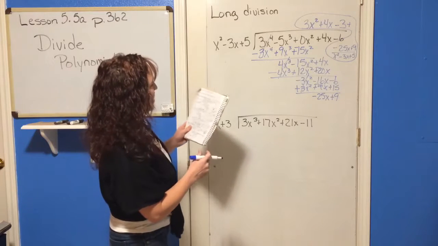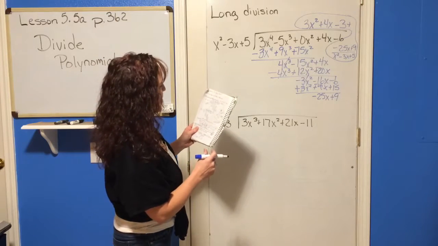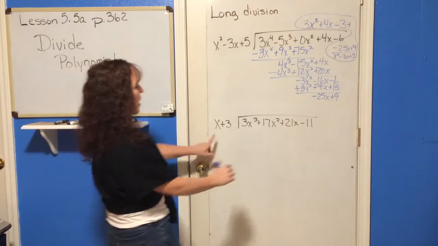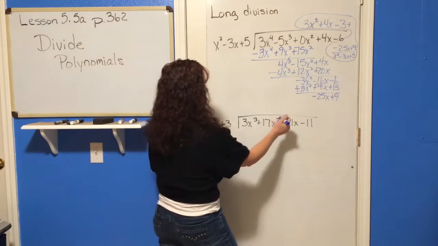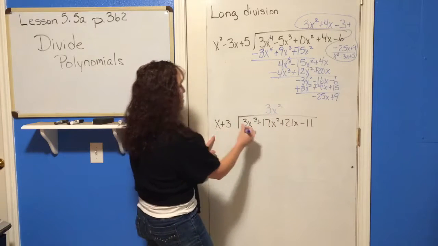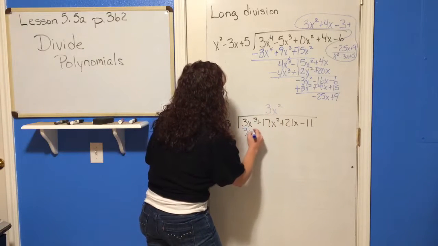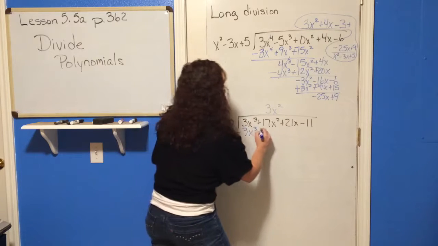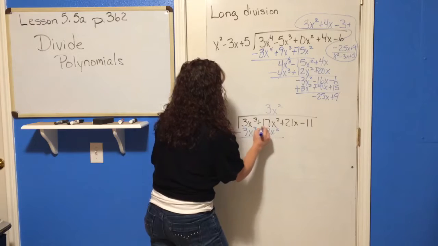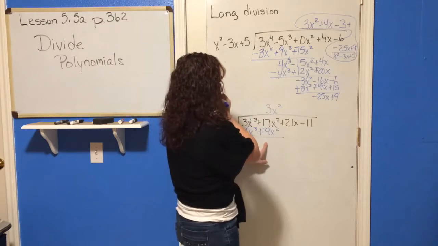I'm going to make sure that I got that one right before I keep going, because that would be really embarrassing. Okay, so now you should have gotten 3x squared here, because 3x squared times x is 3x cubed plus 9x squared, and you subtract. Those go away. So here you've got what?